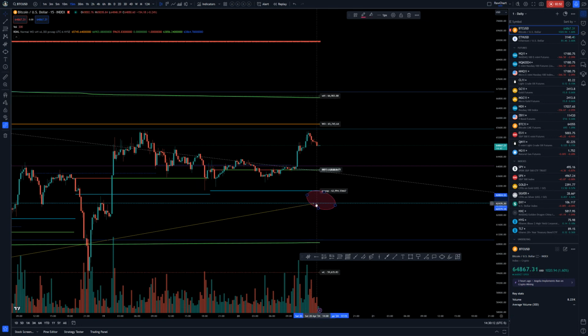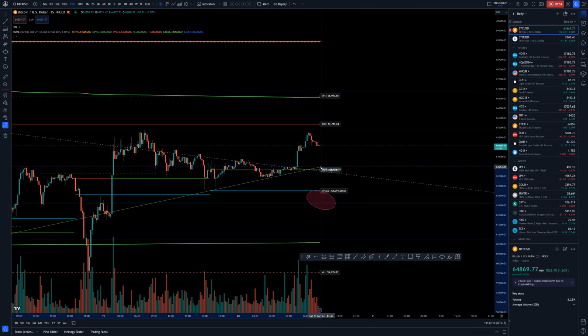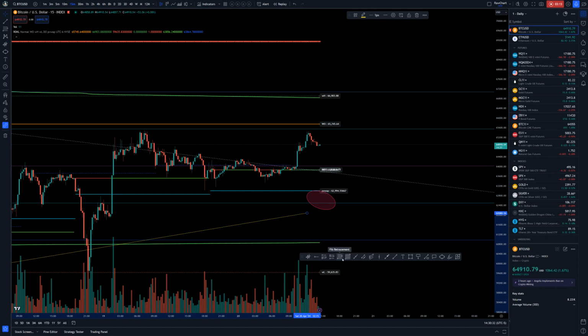So if we don't get a reaction here and that doesn't hold up, remember, what's most important is the close. You have wicks, but I'm always watching the close. So this is the first reaction zone on the downside, and this is the second reaction zone. Another minor thing that you could do, if you wanted to get really detailed, is draw another value channel within here as well.